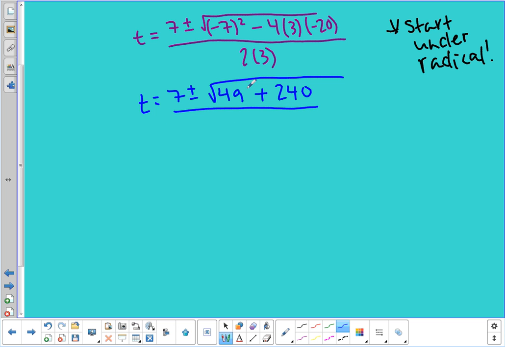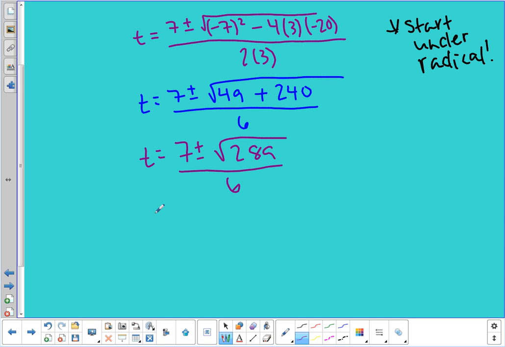If you want to go ahead and put that 2 times 3 together to be 6, you can do that. Most of us can do that in our heads. I'm still under the radical though. I haven't finished that. So 49 plus 240 is 289, with the 7 plus or minus out front, still all over the 6. Notice my fraction bar. It's under the b that's out front. Make sure your fraction bar goes under the whole thing.